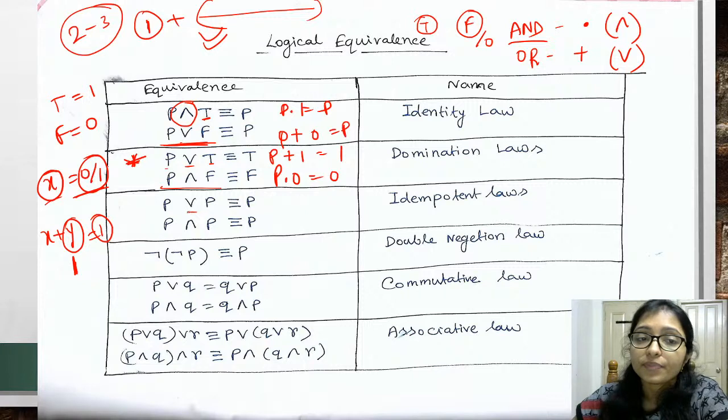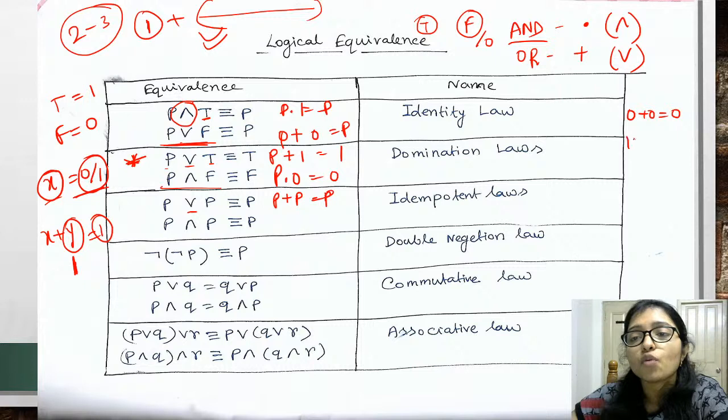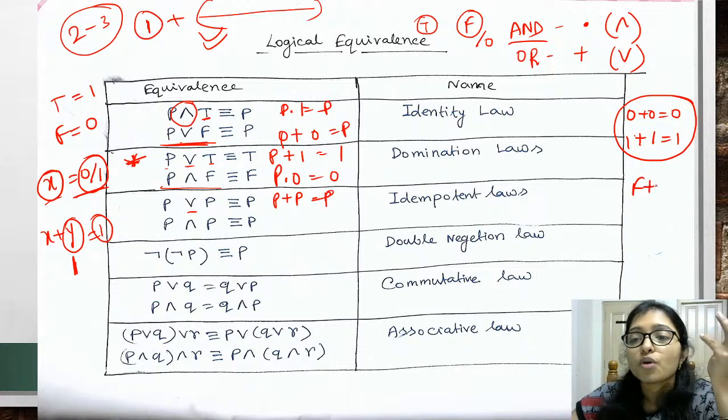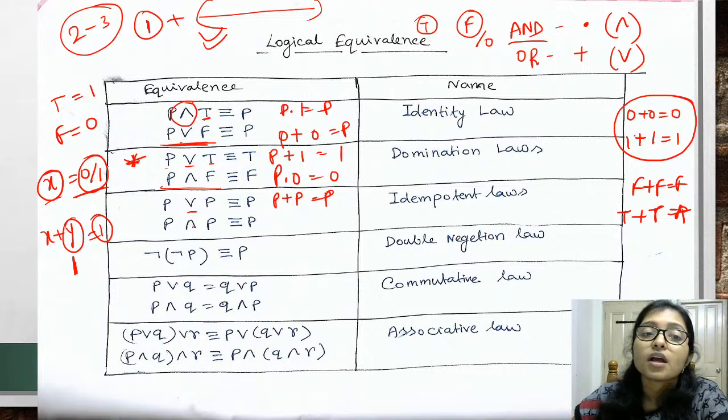P or P. Now P or P means P plus P is P, right? It can be 0 plus 0 which is 0, 1 plus 1 is 1. Because in digital logic and propositional logic, we have 0 and 1, or false and true. False plus false equals false, or true plus true equals true. Other than that is not possible, right? Now P and P. P and P means you are multiplying, that is P dot P is always P.